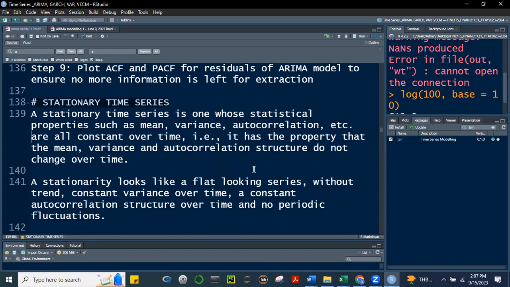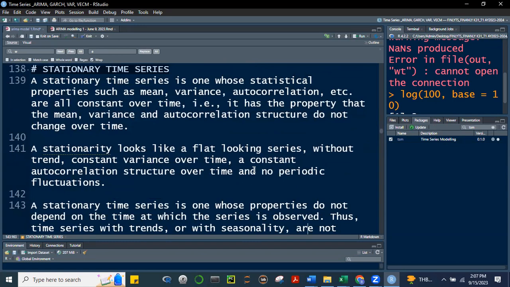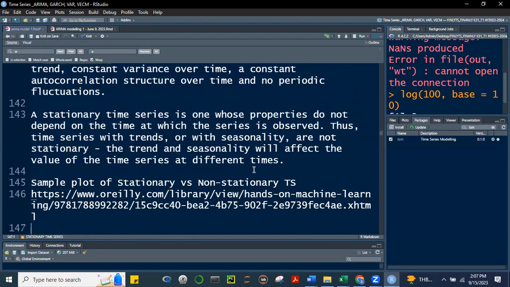So I think here I just gave you some notes and some references. As I said a while ago, for a stationary time series, the statistical properties, the mean, variance, and autocorrelation, are all constant over time. Constant mean, constant variance. That is, it has the property that the mean, variance, and autocorrelation do not change over time. Constant over time means it does not change over time. So stationary data looks like a flat-looking series without trend, constant variance over time, and a constant autocorrelation structure over time.